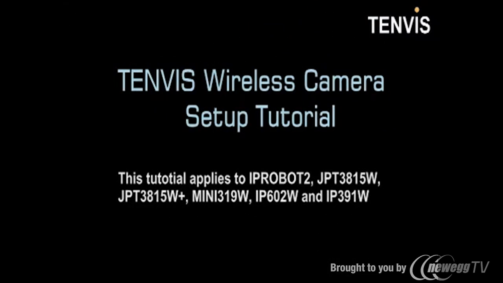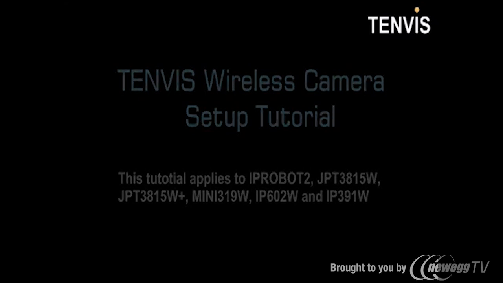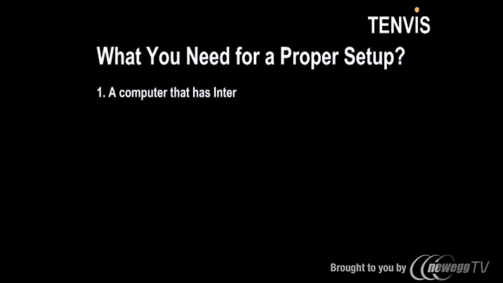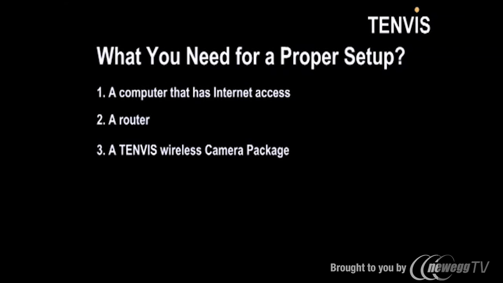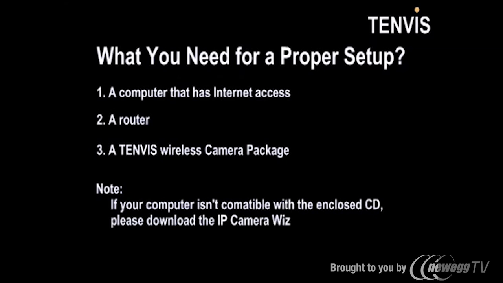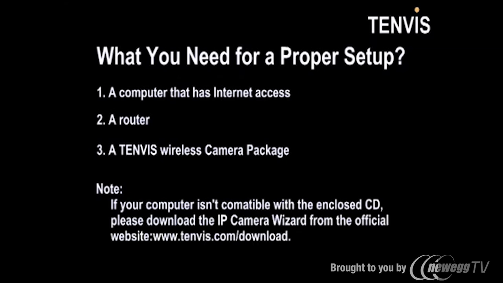In this video, we will use the IPRobot 2 as an example to learn how to set up a wireless camera. What you need for a proper setup? First, a computer that has internet access. Second, a router. Third, a Tenvis wireless camera package. If your computer isn't compatible with the enclosed CD, please download the IP camera wizard from the official website www.tenvis.com/download.